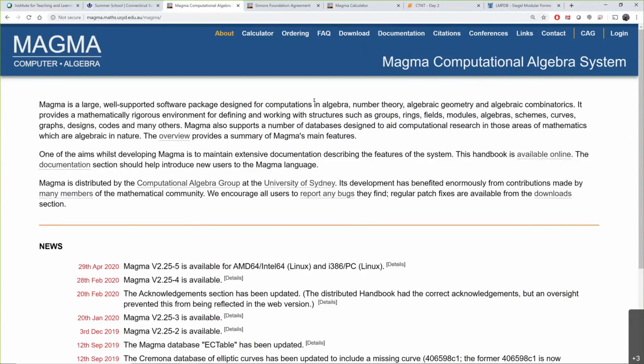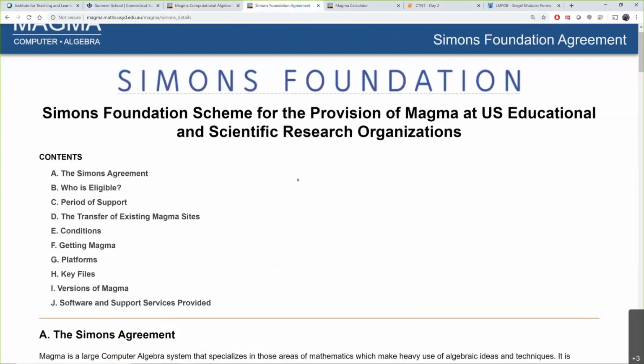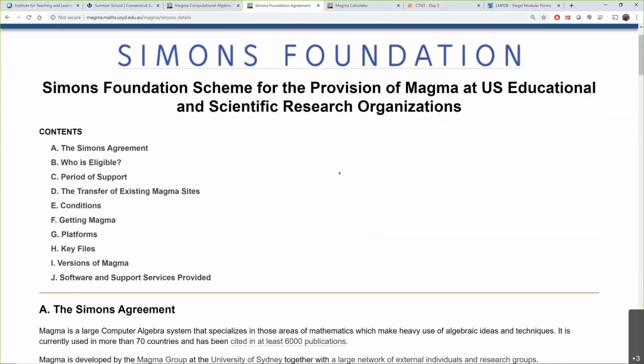By the way, Magma is another algebra package, which is very nice. It is not open source like Sage, and it is not free like Sage. However, Magma, which by the way is distributed by the Computational Algebra Group at the University of Sydney, is free in the US to eligible institutions thanks to the Simons Foundation.